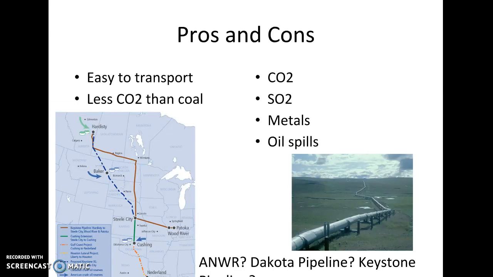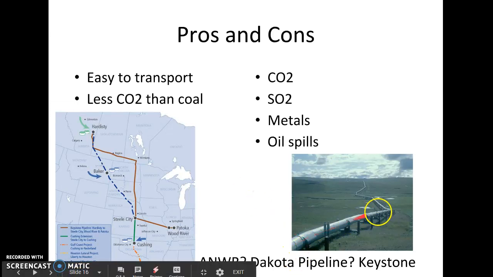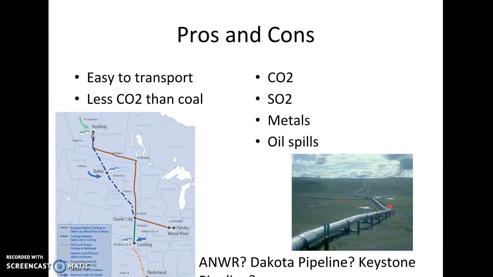Also sulfur dioxide, heavy metals, and then as we saw in our water unit, it does tend to have oil spills, either from the transportation of oil or just from accidental mining accidents like in the Gulf of Mexico, or we have had pipeline accidents where a pipeline will spring a leak and spread oil over a lot of very sensitive habitats.